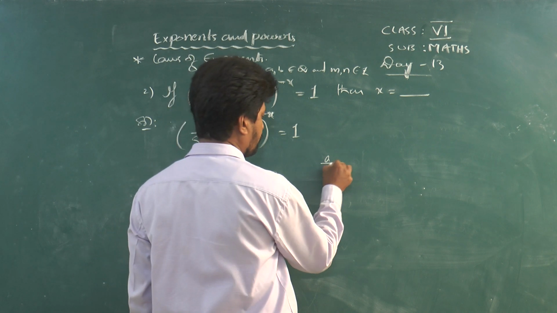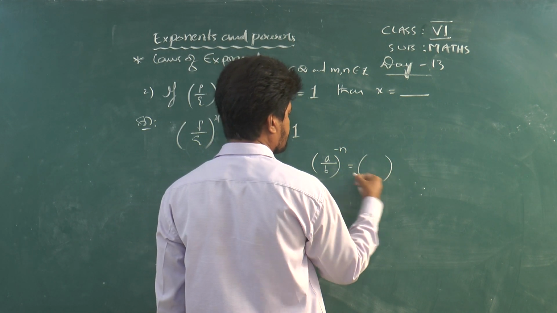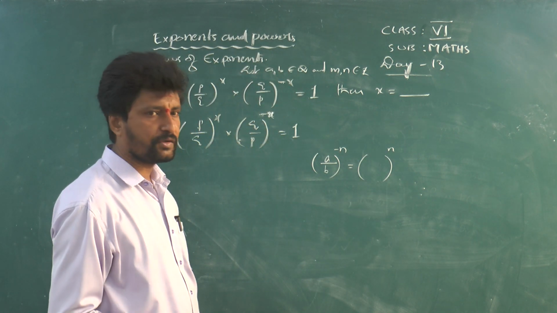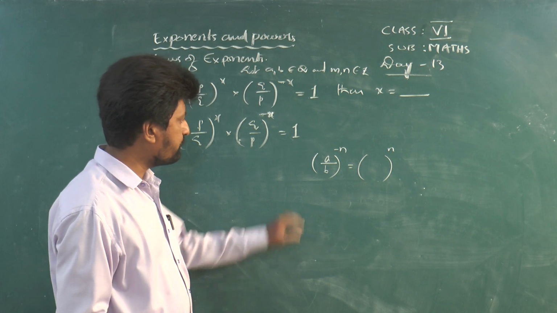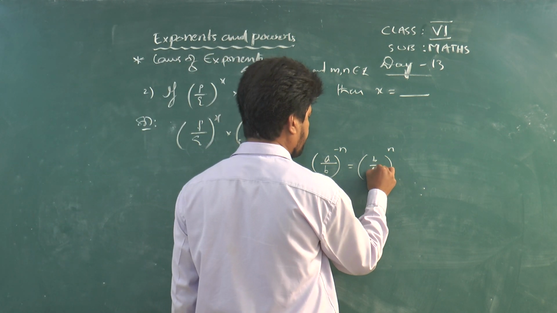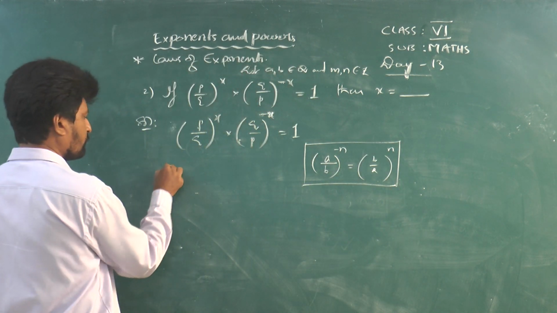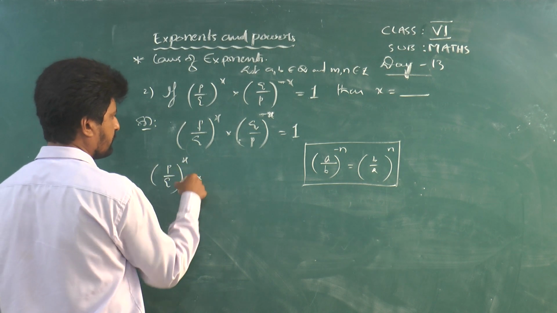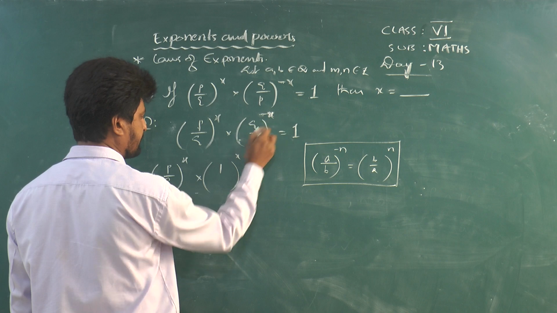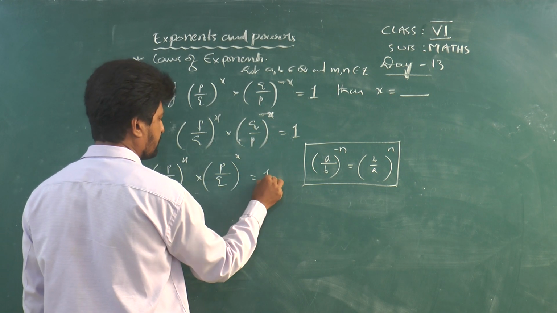And we have a formula: (a/b)^(-n). Suppose minus n, we are writing that as n, that means we want to remove the minus. In such a case, the base becomes its reciprocal, the inverse. That means a/b becomes b/a. Now that formula we are using here. (p/q)^x into, now this one, what happens? (q/p) to the power of minus x, writing as x, then q/p becomes p/q. That is equal to 1.